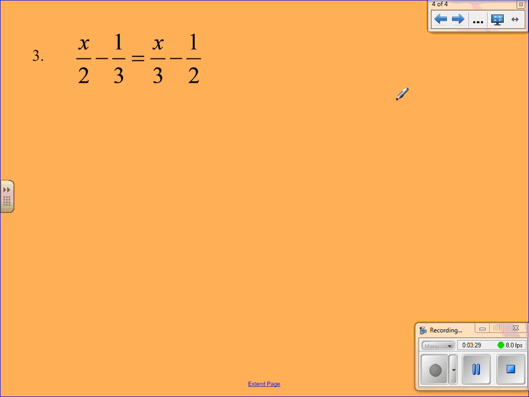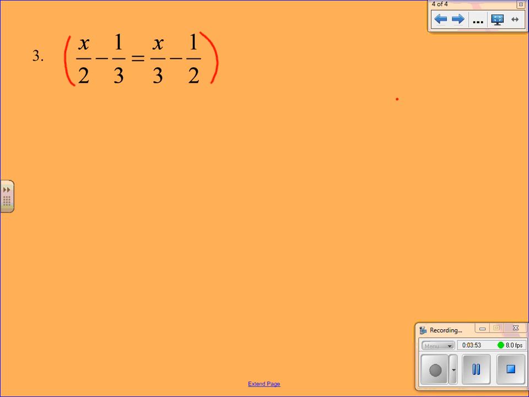Our last example has some fractions, and I'm going to show you a different way here to solve this. It's called the clearing method. Many of you don't like working with fractions. They kind of mess you up. Some of you try to change them to decimals, only the problem with this equation is that 1/3 is a repeating decimal, so we wouldn't get an accurate answer. So what we're going to do here is we're going to multiply the entire equation by the common denominator.